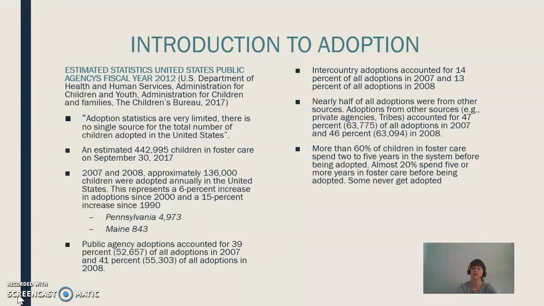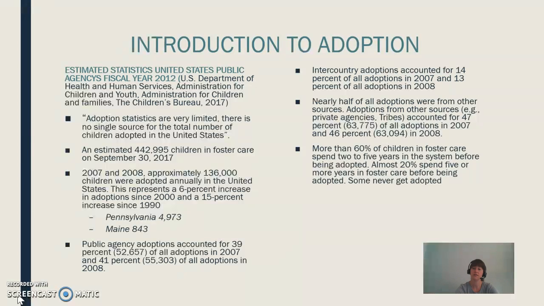Just for a smaller perspective or smaller scale, in Pennsylvania, where our school is located, approximately 4,973 children are adopted every year. And in Maine, which is where I live, there are only 843 adoptions. Public agency adoptions accounted for 39% of adoptions in 2007, and in 2008, 41%. Intercountry adoptions accounted for 14% of all adoptions, and nearly half of the adoptions were from other sources. So those sources might be private agencies or individual agencies.